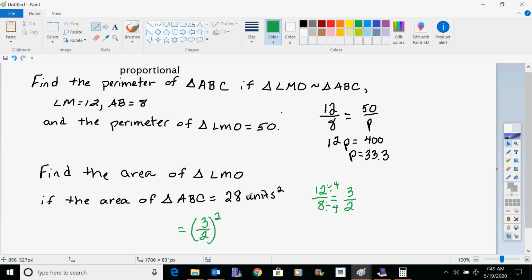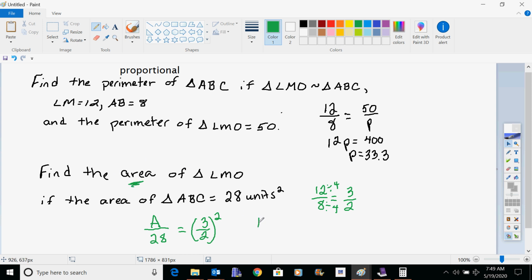So the area of triangle ABC, okay, remember we have something from LM over AB, something from ABC. So that means that something from ABC has to go in the denominator. And our area of LMO has to go in the numerator. Watch that. Be careful of that. Here we had LMO, which is what we're looking for, over ABC. But don't forget to square it because of the word area.